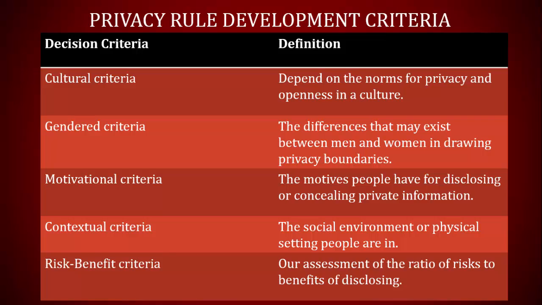Contextual criteria refers to the social environment or physical setting we're in. A disclosure might be prompted by the things we've experienced throughout the day. For example, if a person is stressed or upset due to experiences at work, they might want to disclose more information because of how they feel. Environment also plays a role in our decision to disclose or conceal private information. Some environments invite disclosure, whereas others do not. A personal example of this is if I'm at home talking with my mom, I'm much more inclined to share private information with her than I am when I'm in my professional work setting.